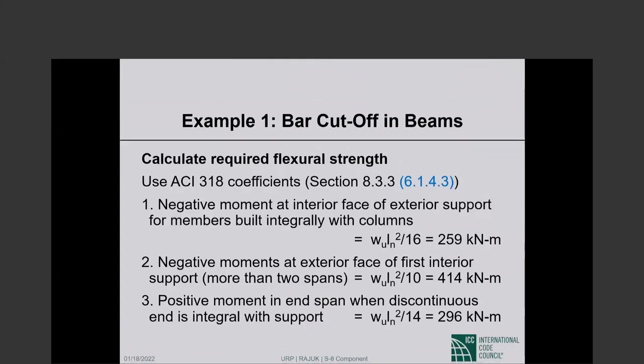We are going to use the ACI moment and shear coefficients given in section 8.3.3. Those coefficients look very crude, but they're not bad at all. Anyway, I will not go into that, but you shouldn't have any qualms about using these simple looking ACI coefficients for design purposes, particularly gravity design.